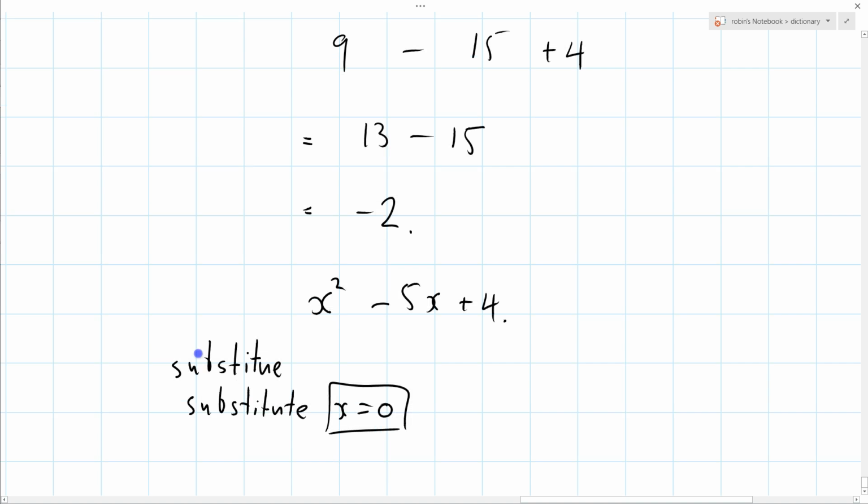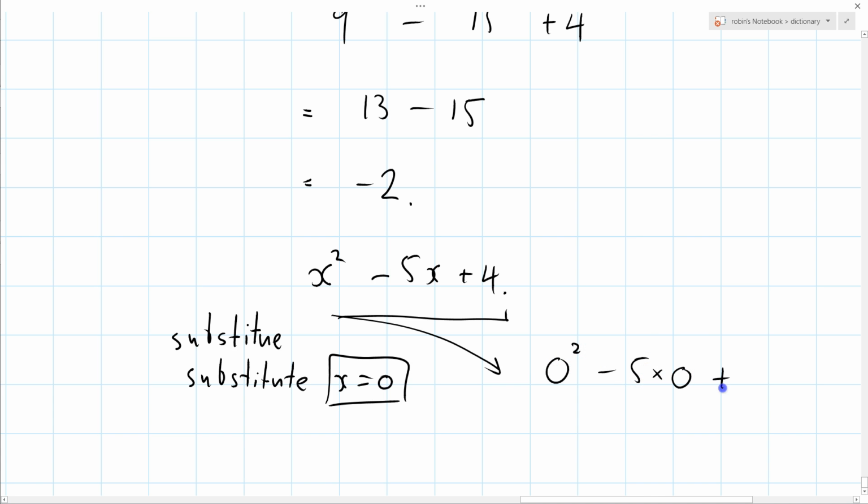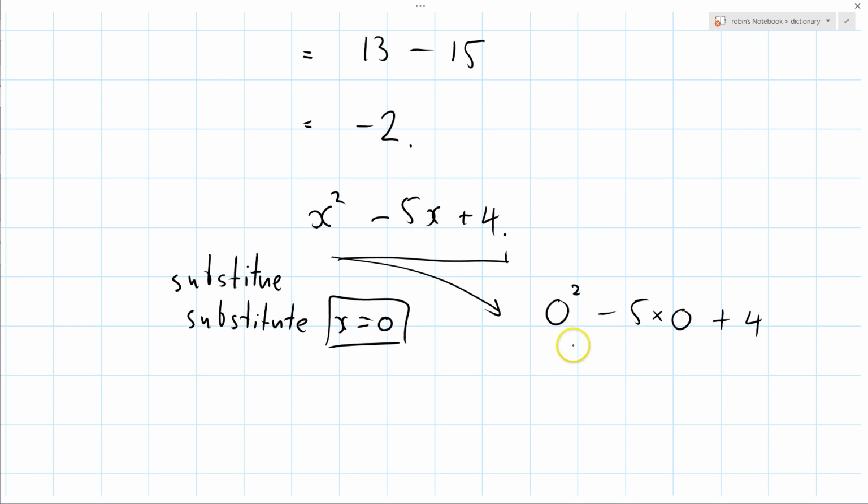Because 0 is quite often interesting, and you can see that when I substitute x equals 0 into this formula here, I'll put in 0 squared minus 5 times 0 plus 4. Well, that's just 0, isn't it? Minus 0, because 0 times 0 is 0, plus 4 equals 4. So if we get this equation here and substitute x equals 0, we get 4.